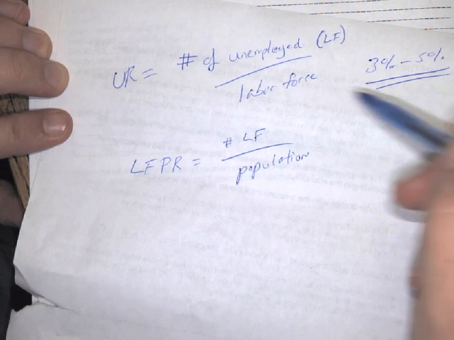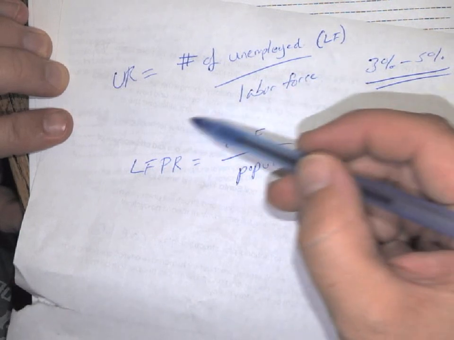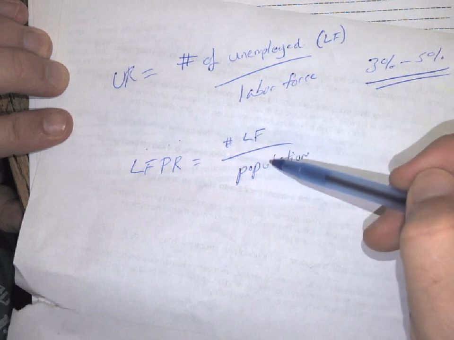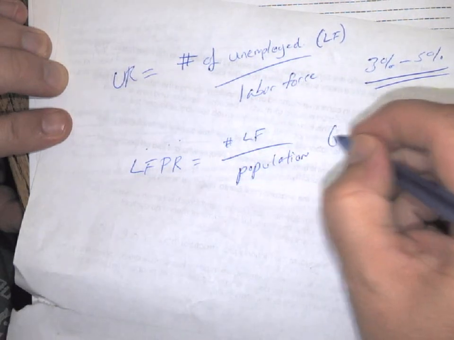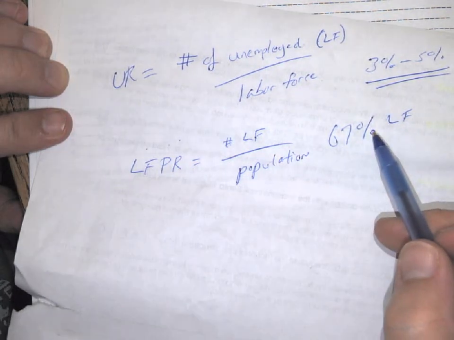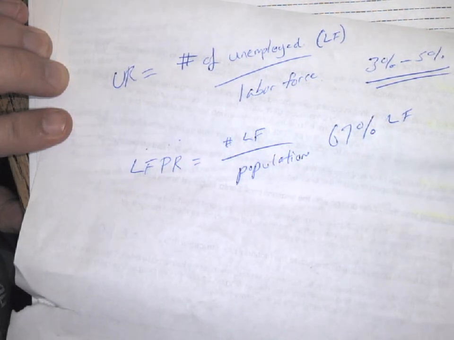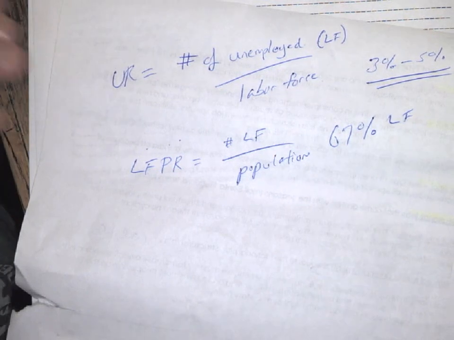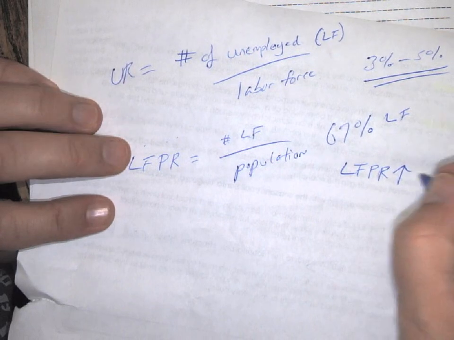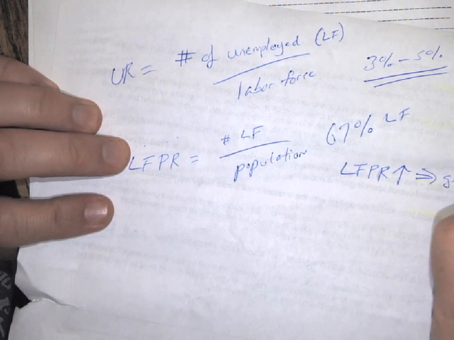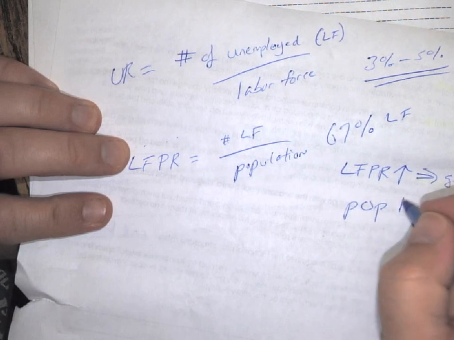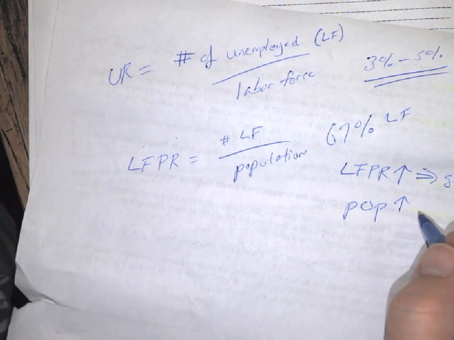Okay? But another way to measure if your economy is doing well is your labor force participation rate. So you take the number in your labor force and divide it by your population, and that gives you a percent of how many people in your economy actually want a job. So the more people that participate, so if the labor force participation rate increases, that can lead to growth. Because now we have part of our population is going up, as in people who want a job.